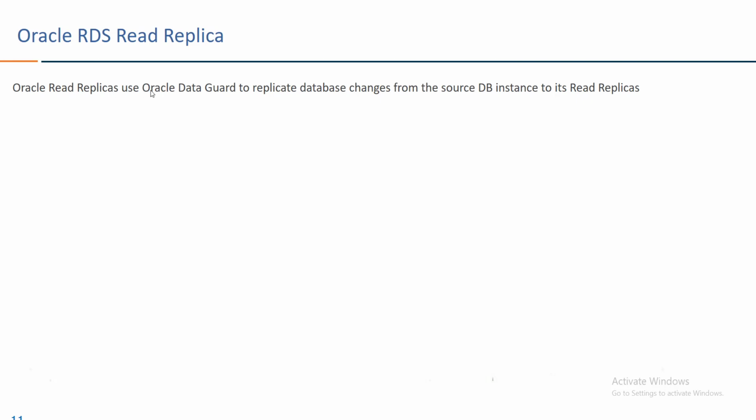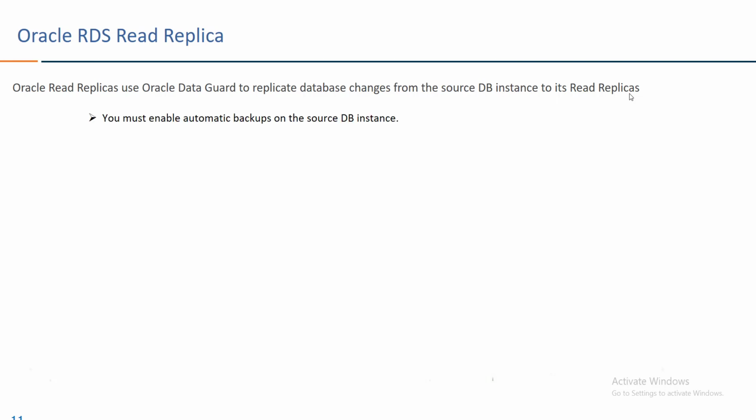So Oracle read replica uses Oracle Data Guard to replicate database changes from the source DB instance to its read replica. So whenever you choose an Oracle database to run as an RDS instance and you want to create a read replica, AWS uses the Oracle Data Guard feature to create the read replica. That means your primary database software must have an Active Data Guard license. Please keep that in mind.